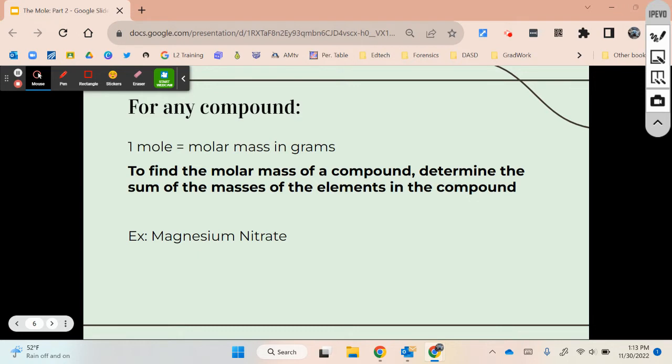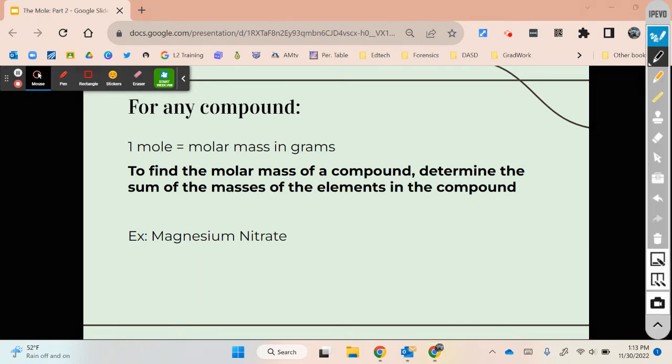When we are trying to find the molar mass of a compound, we are going to use the periodic table as we did before, but now we're going to add up all of the elements that would be in that compound. So for example, if I was looking at water, I would be looking at the 2 hydrogens and the oxygen, and I would be adding together all of their weights to figure out how heavy a molecule of water is. So in this example, we're looking at magnesium nitrate.